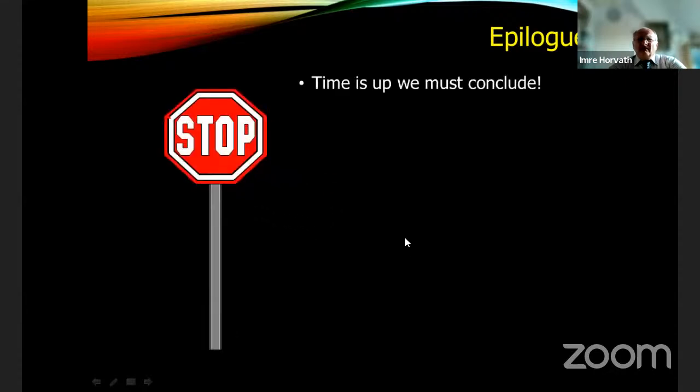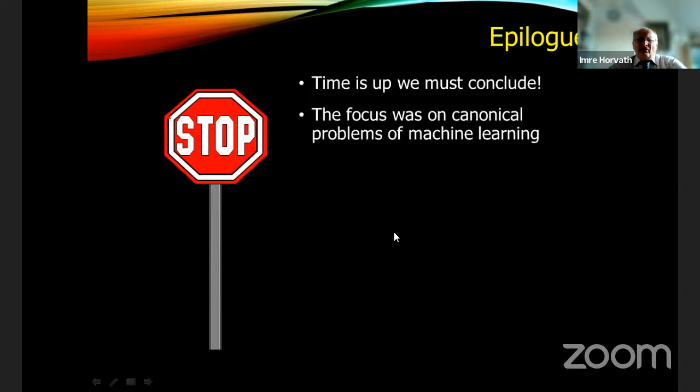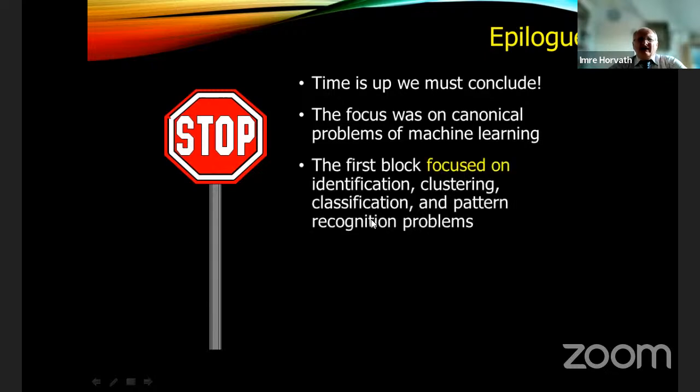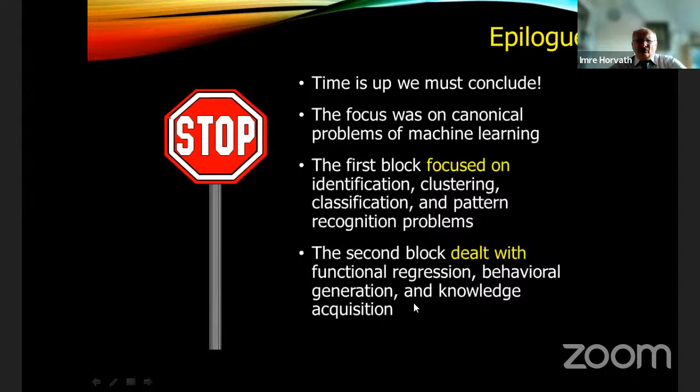So this concludes today's presentation, and let me remind you that in the first part of this lecture, we were focusing on the canonical problems of machine learning from an interpretation point of view, and then we looked into the manifestations of the canonical problems of machine learning. In the first block, I focused on identification, clustering, and classification, as well as on the pattern recognition problem. And in the second block, I briefly dealt with functional regression, behavior generation, and knowledge acquisition issues. So that was the presentation part for today.